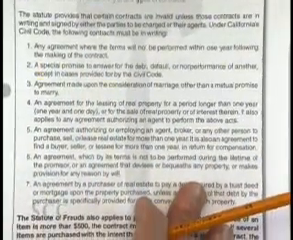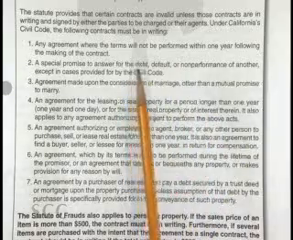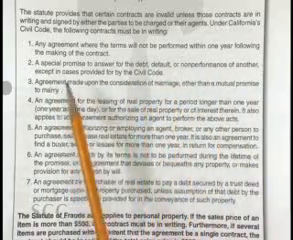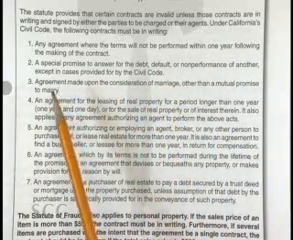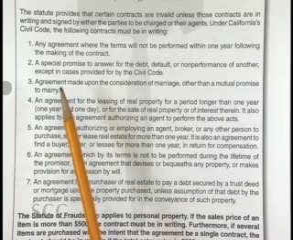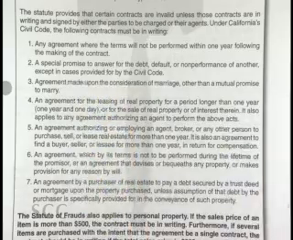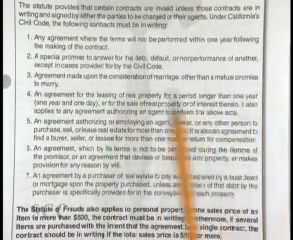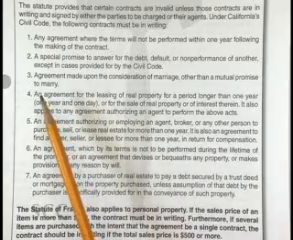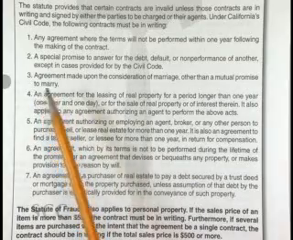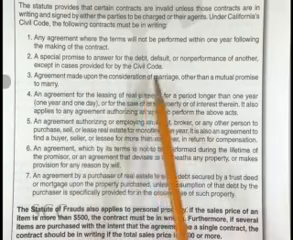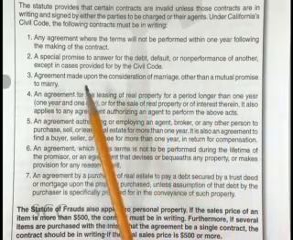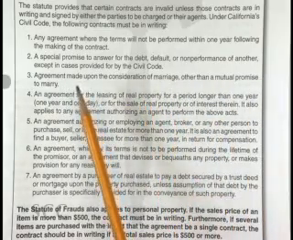Number two, a special promise to answer for the debt, default, or non-performance of another has to be in writing. So when you say that you're going to take care of someone else's debt, that has to be in writing. Number three, an agreement made upon the consideration of marriage other than mutual promise to marry. I would have to say this would be something like a prenuptial agreement of some sort.